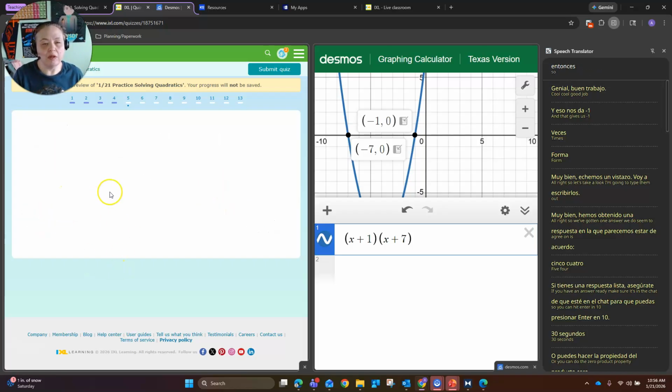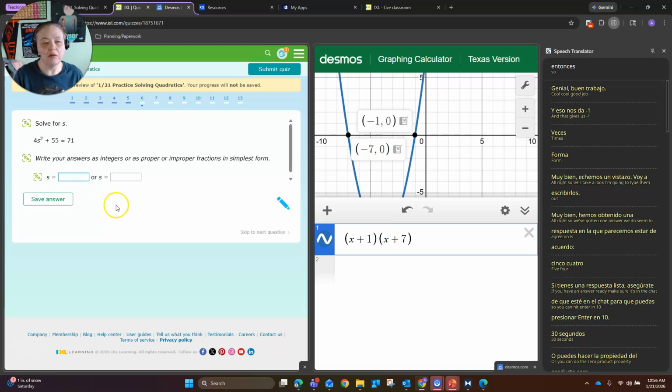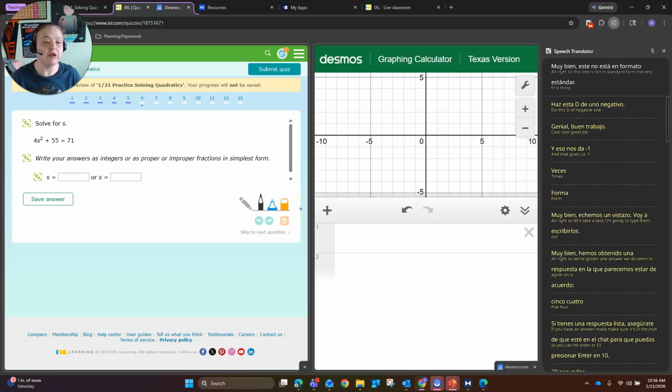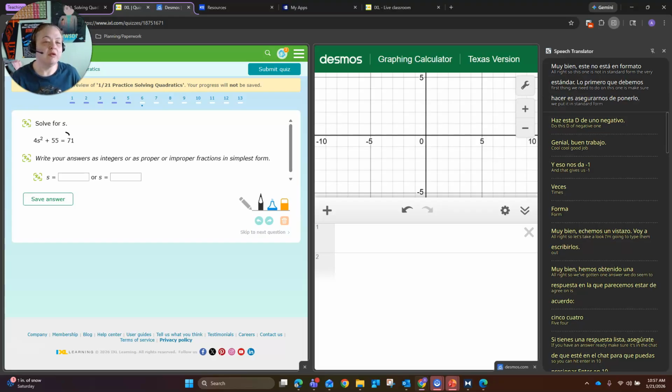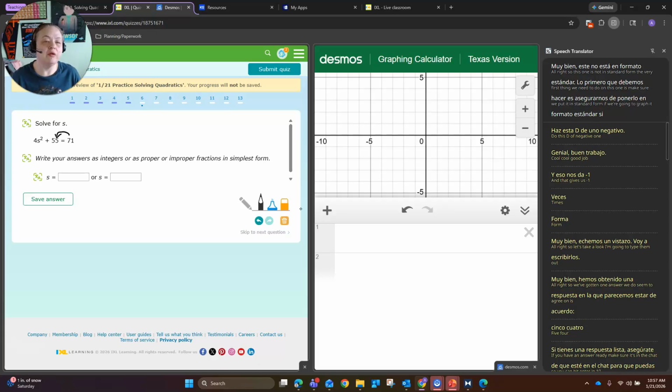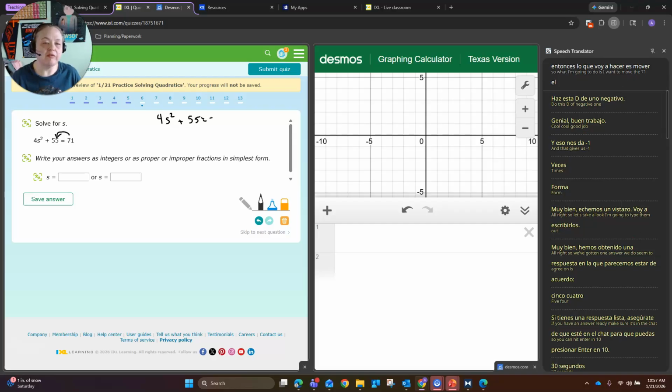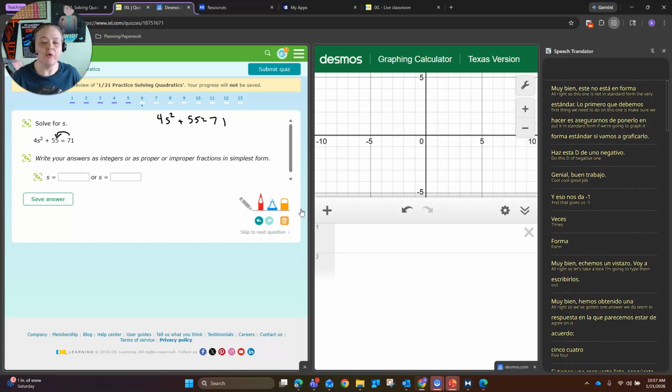Alrighty, next question. This one is not in standard form. The very first thing we need to do on this one is make sure we put it in standard form if we're going to graph it. So what I'm going to do is move the 71 over. So I get 4s squared plus 55 equals 71. How do I move the 71 over? If I want this to equal 0, how do I get that 71 to move to the other side?